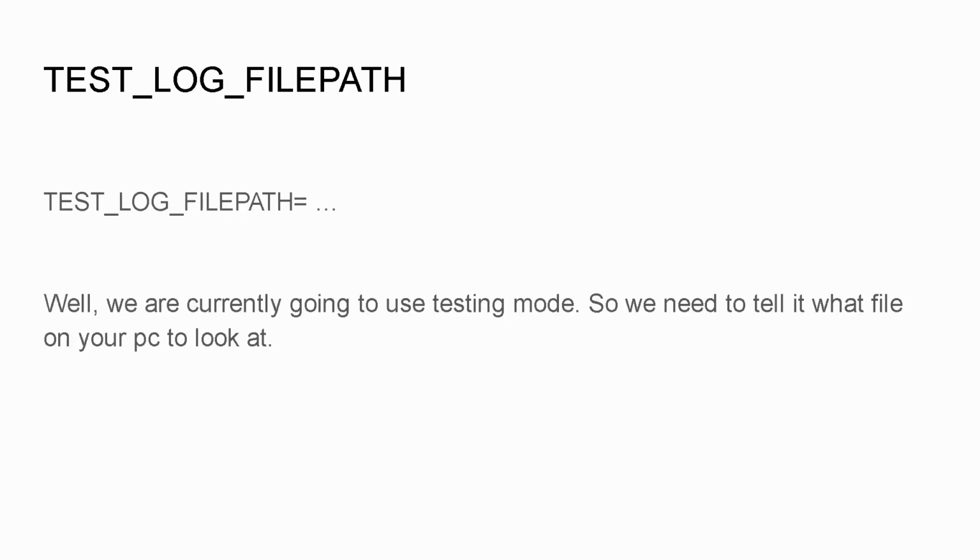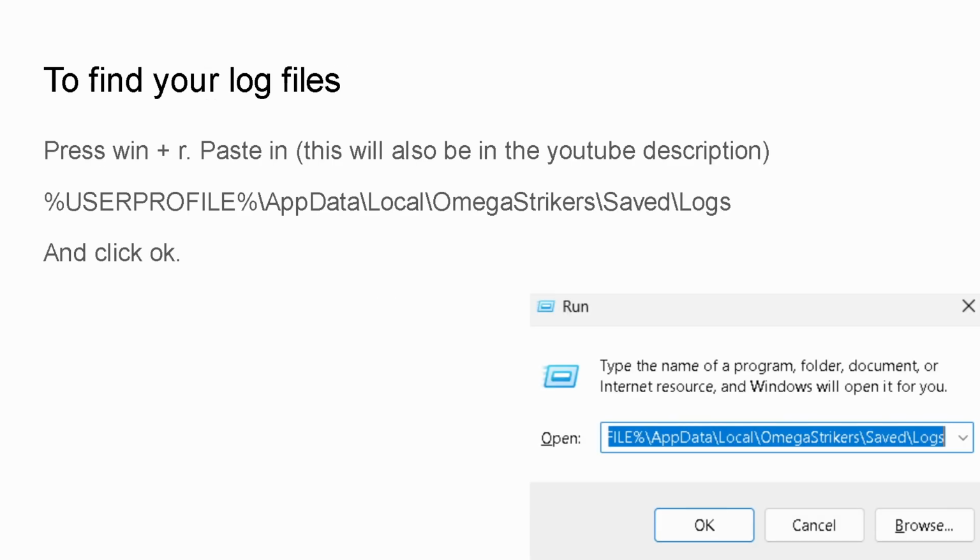Test log file path. We're using testing mode, so we need to tell the app what file on your PC to look at. To find your log files, press Windows plus R, paste this text in, and click OK. This is going to be in the description for you to copy paste.